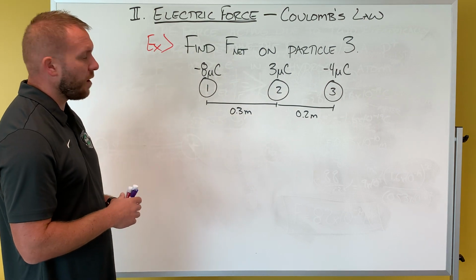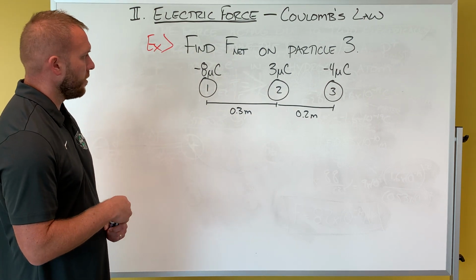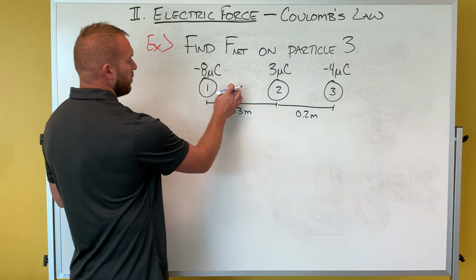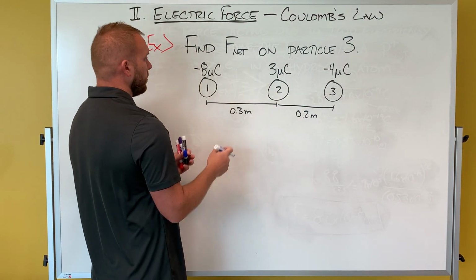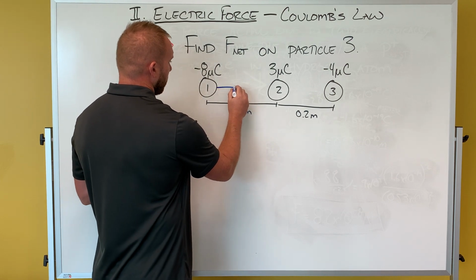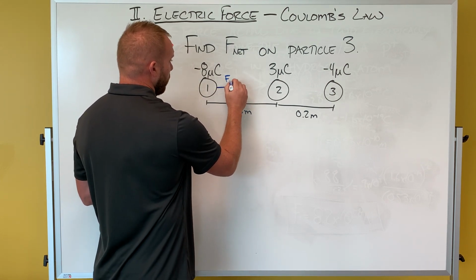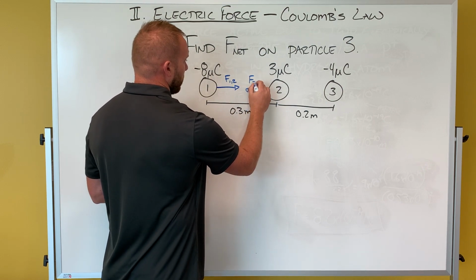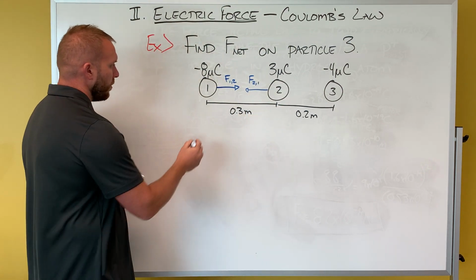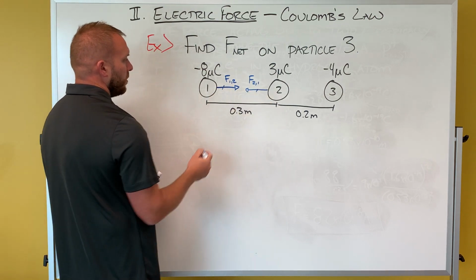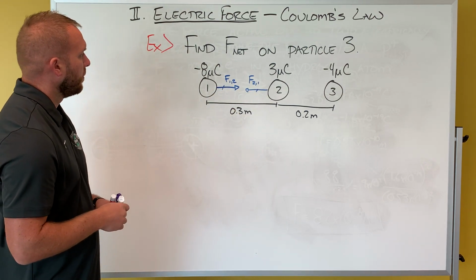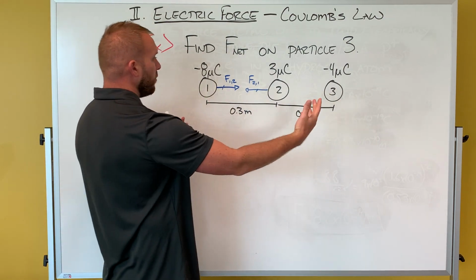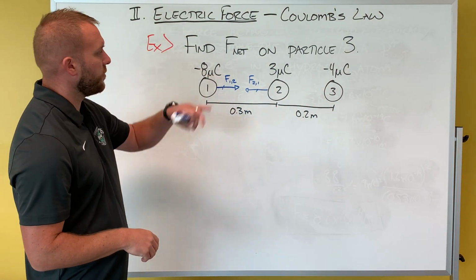So the first thing I'm going to do is label all the forces that are here, whether they're on particle 3 or not. These two forces are going to be attracting, they're opposite signs. So we're going to have the force on 1 due to 2. We're going to have the force on 2 due to 1. Those are attracting forces, they're equal and opposite. Okay? I'm going to have 1 and 3. Those are repelling forces. They're both negatively charged.